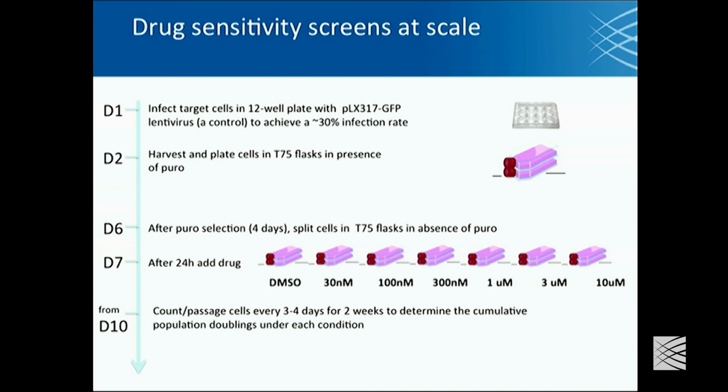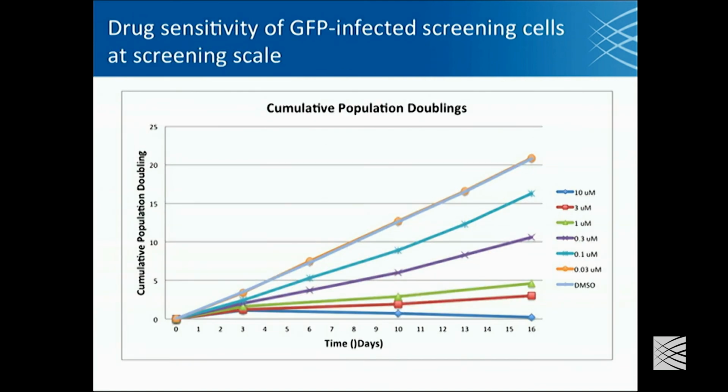From day 10 on, you're going to want to count and passage your cells every 3 to 4 days. Depending on your doubling time, that might change, but generally every 3 to 4 days for 2 weeks to determine the cumulative population doublings in each condition. This is an example of what you might get.